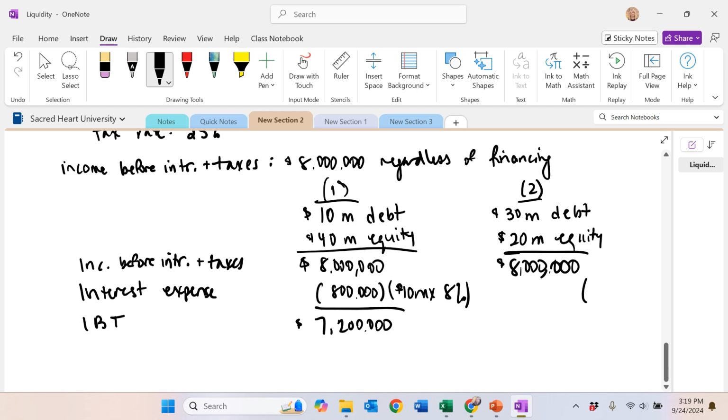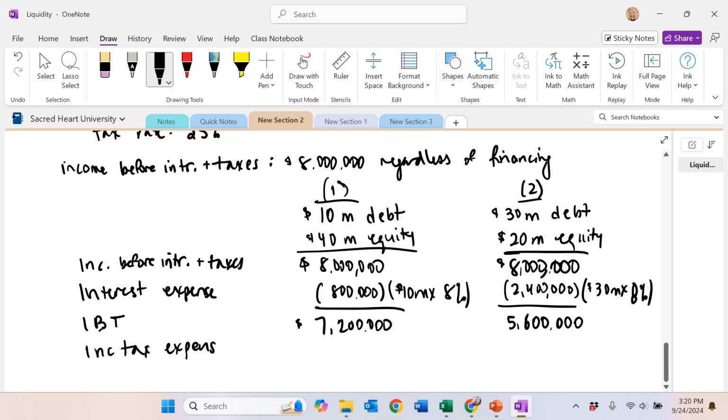If the company, then, takes the alternative where there's $30 million in debt at an 8% interest rate, interest expense is going to be $2.4 million. So look how much lower income before taxes is going to be. Both companies are going to be subject to income tax expense, provision for taxes. We said that it's going to be 25%, so 7.2 million times 25% works out to be 1.8 million.